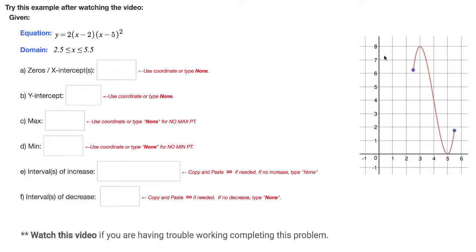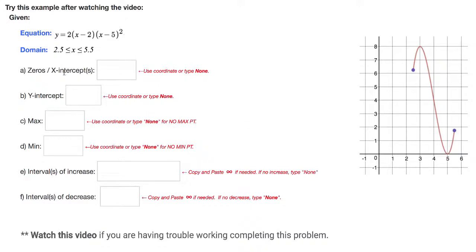Then hit enter. You should see enough of the graph doing what it's doing at these places that you see in the graph. Now you'll notice that this graph here goes on forever into infinity for all four directions for the domain and the range. However, we are restricting the domain between the coordinates or the x values of 2.5 and 5.5. That's why the graph stops here or starts here and stops over here.